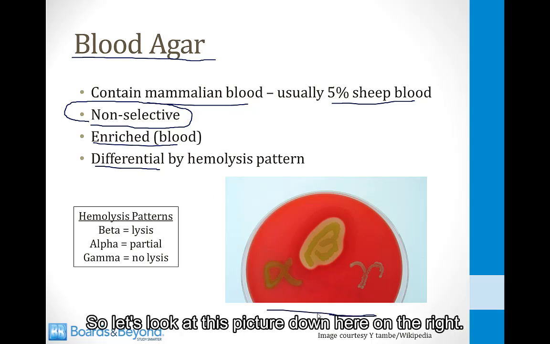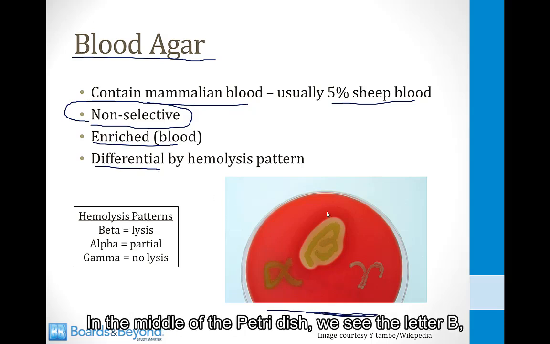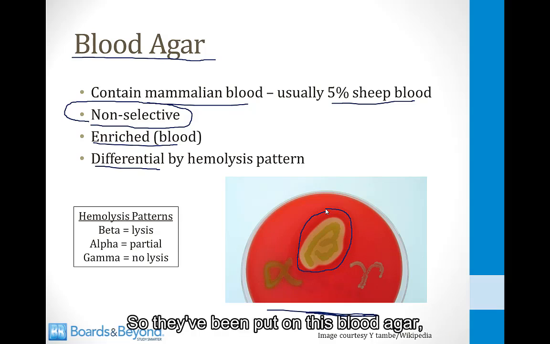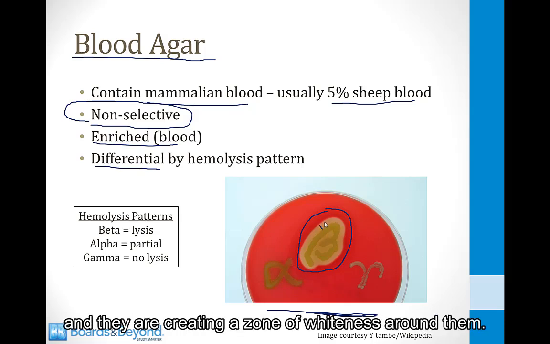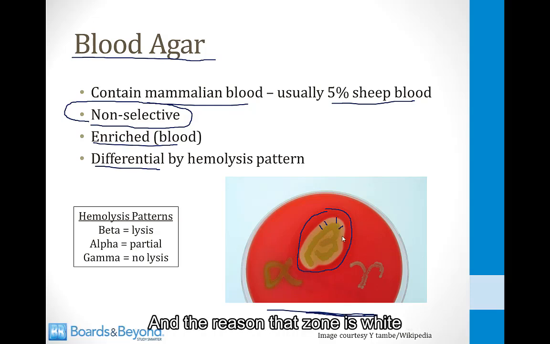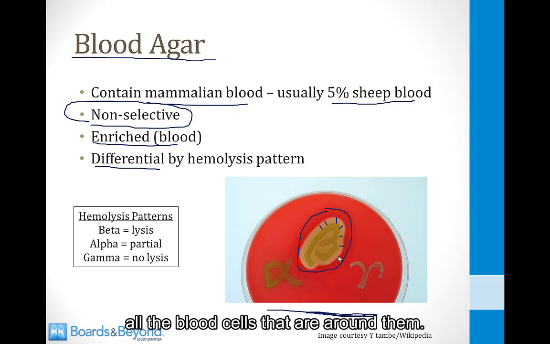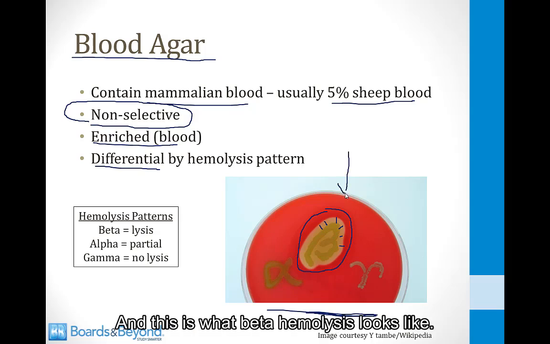So let's look at this picture down here on the right. In the middle of the petri dish, we see the letter B, and B is some organisms that are beta hemolytic. So they've been put on this blood agar, and they are creating a zone of whiteness around them. And the reason that zone is white is because these bacteria are completely hemolyzing all the blood cells around them. And this is what beta hemolysis looks like.